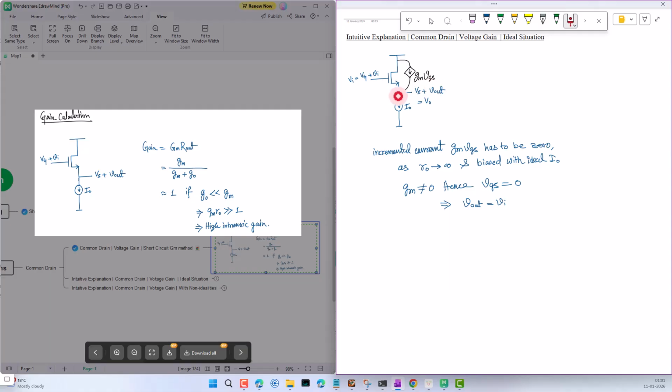If VGS is 0, it means this Vi is the same as V out, or V out is the same as Vi. So this is the logical way of explaining why in a common drain configuration the voltage gain is 1 ideally.